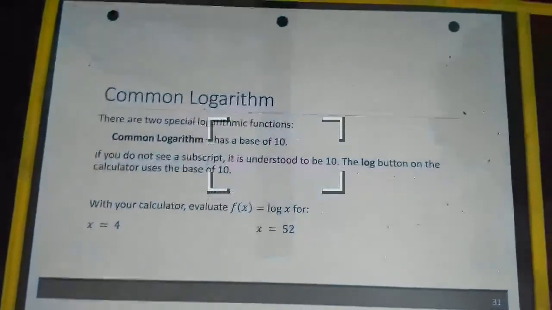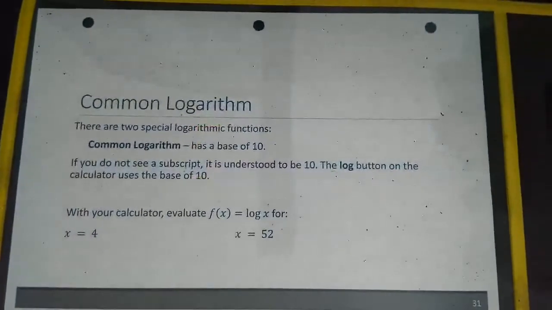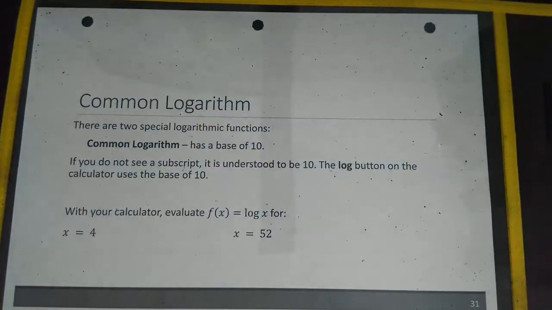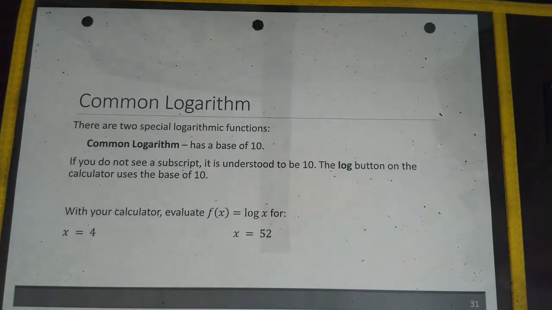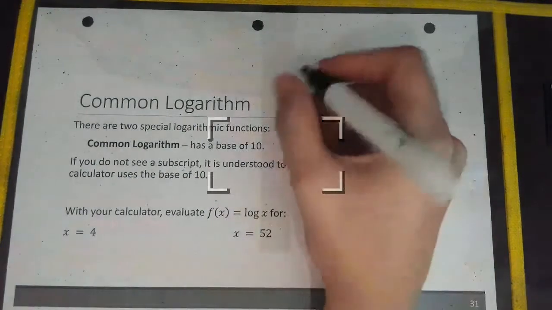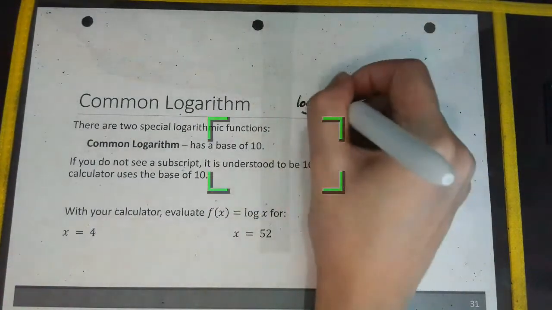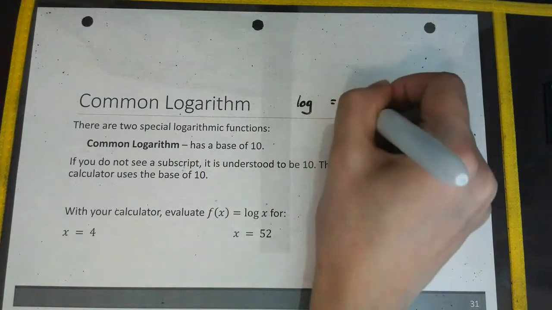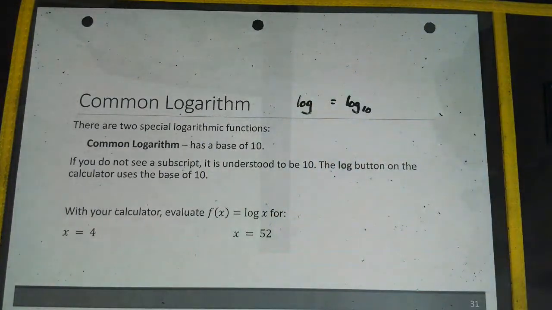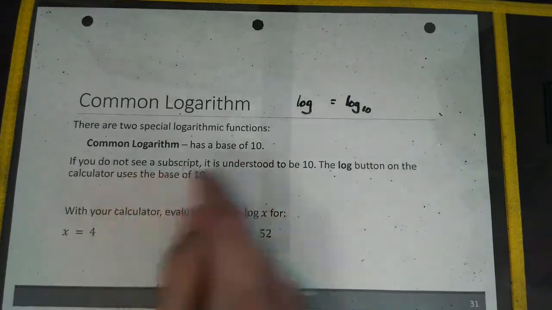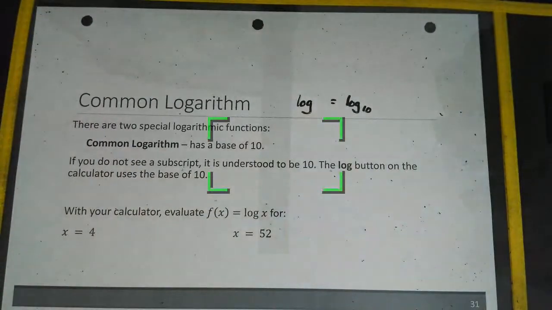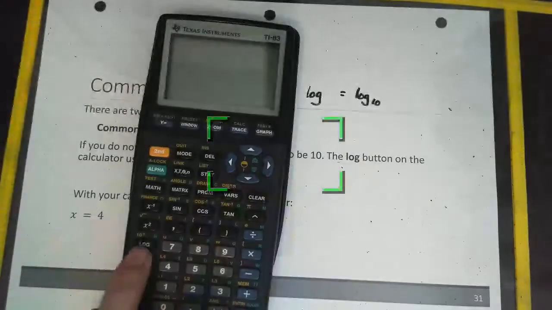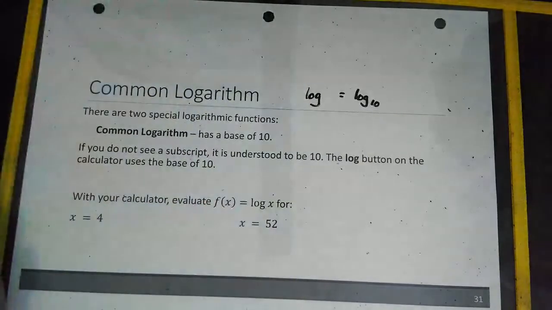There are 2 buttons on your calculator that you need to become really familiar with. The first one is the common log button, and it's LOG on your calculator. So this first one, the common log, has a base of 10. So if you just see the word log, it means log base 10. That's what it stands for. So if you do not see a subscript, you don't see a base there, we know it's 10. If you use the log button on your calculator, that's going to be log base 10.